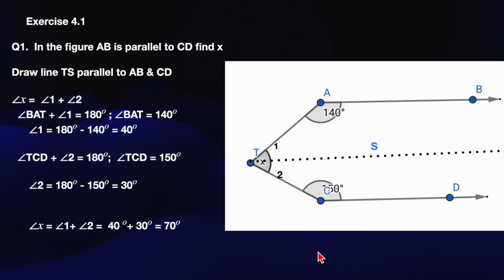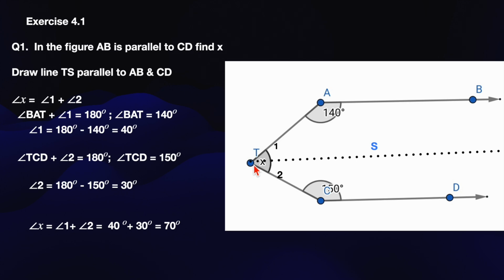Okay. Exercise 4.1, question 1. In the figure, AB is parallel to CD, find x. So here are the two lines which are parallel to each other. We are asked to find this angle x. This angle is given, it is 140 degrees. This angle also they have given, it is 150 degrees.